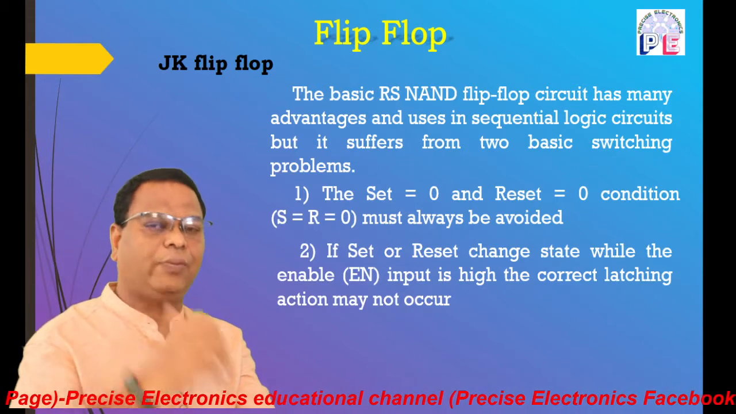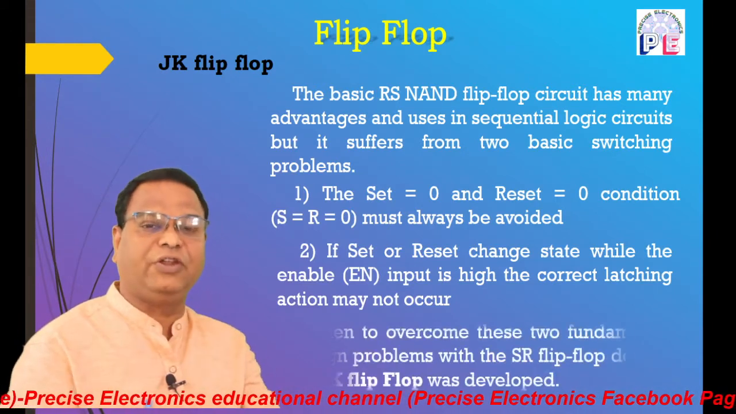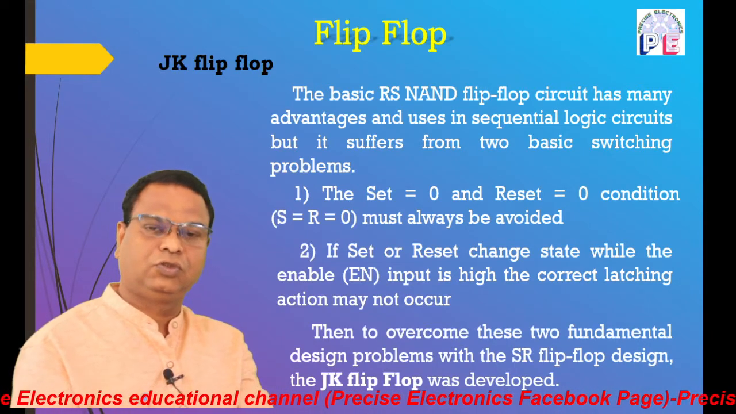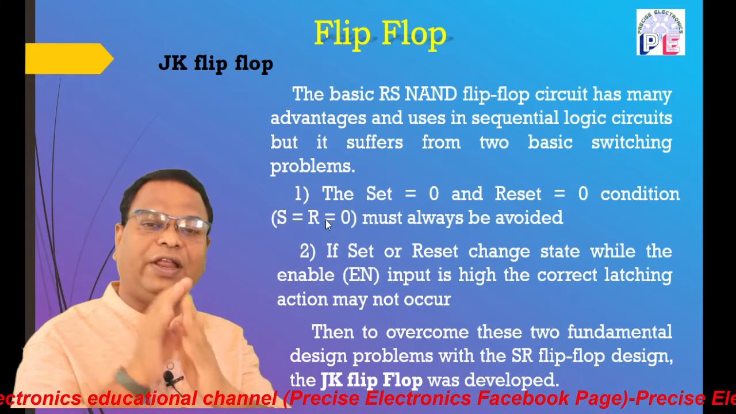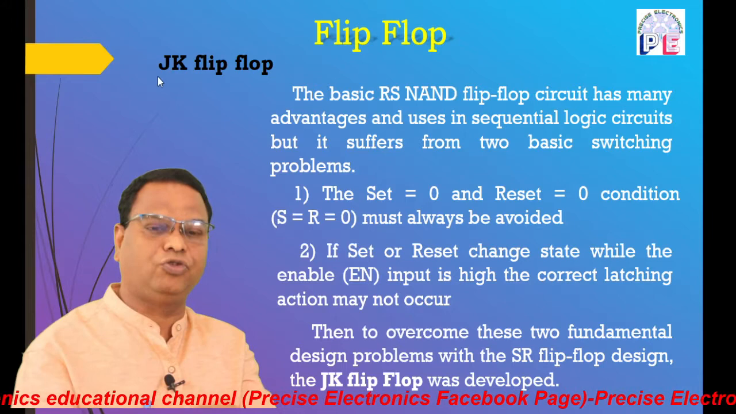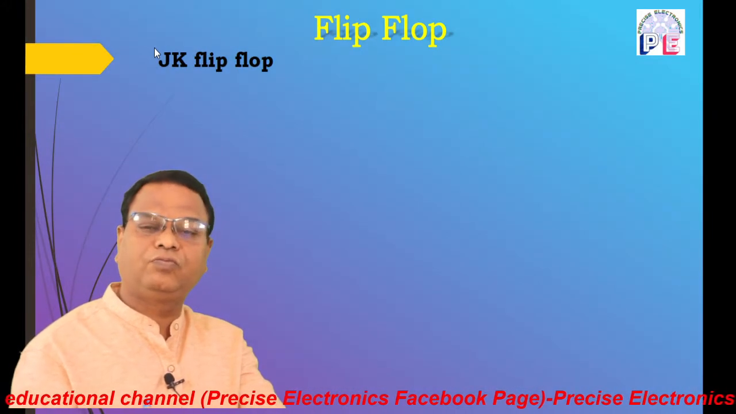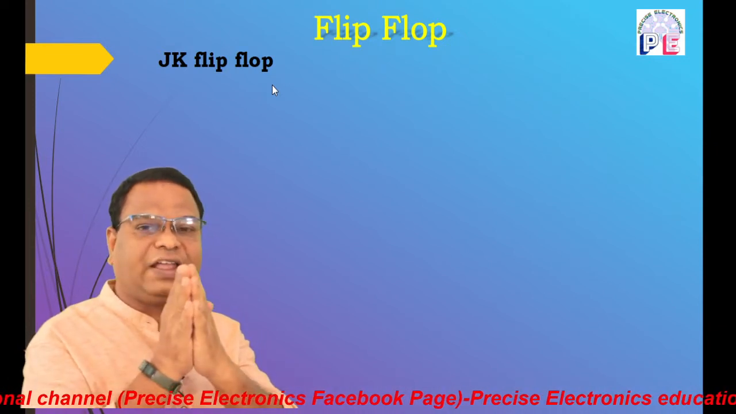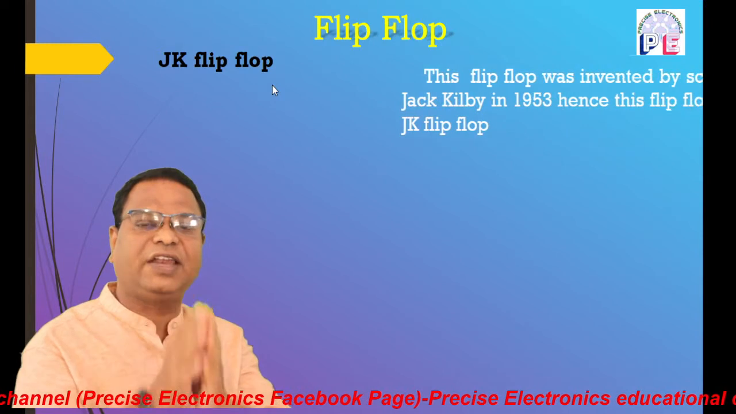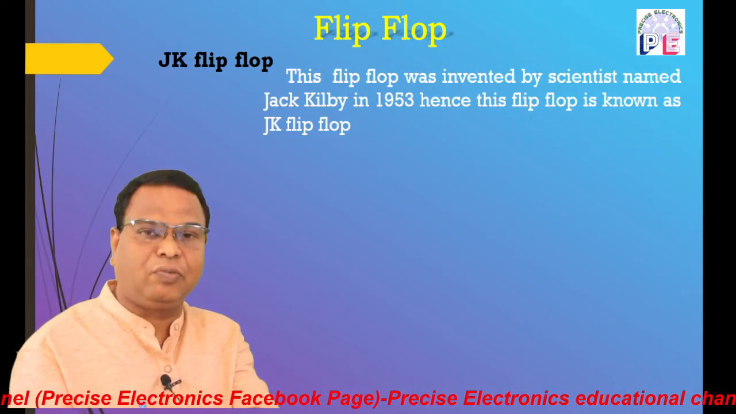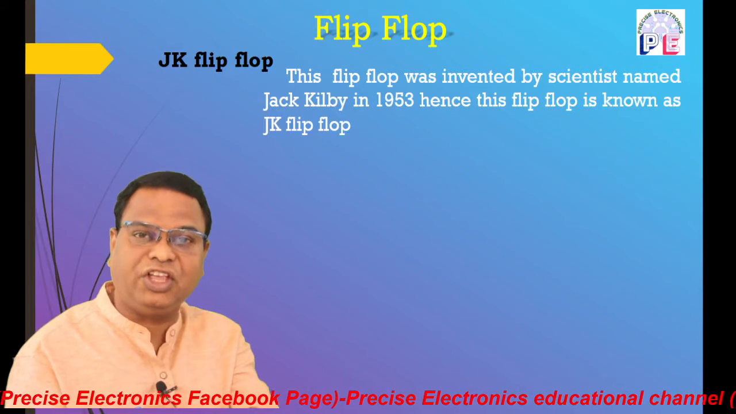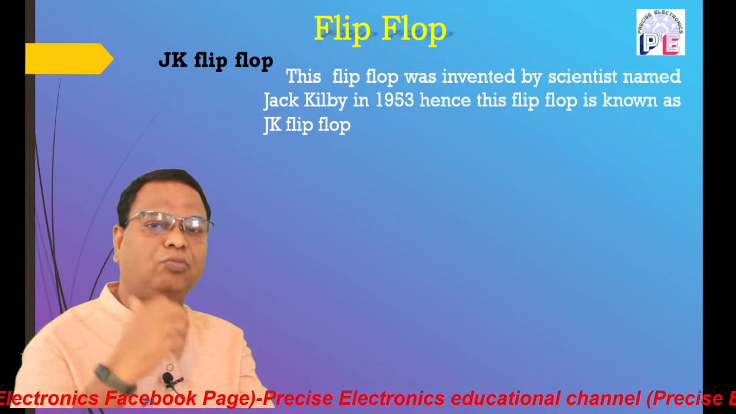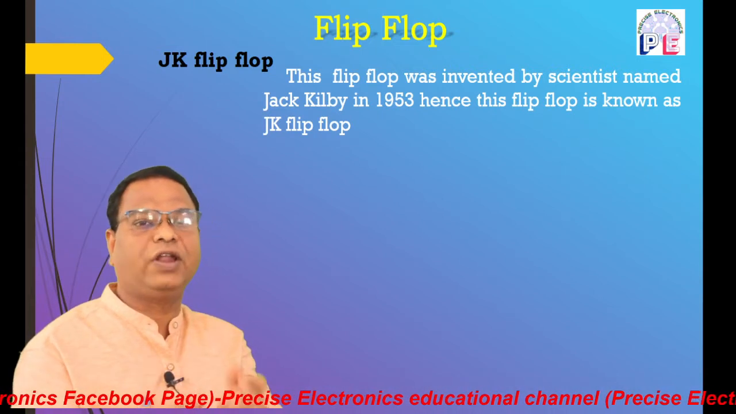And to remove these drawbacks, one more flip-flop was invented, that is designed, and this flip-flop is known as the JK flip-flop. That is the use of the JK flip-flop, to eliminate the drawbacks of the RS flip-flop. Now what is a JK flip-flop? In the JK flip-flop, J stands for Jack and K stands for Kilby. Jack Kilby is the name of the scientist who invented this flip-flop, in 1953. So in 1953, Jack Kilby invented the new flip-flop which removes the drawbacks, and this flip-flop is known as the JK flip-flop.